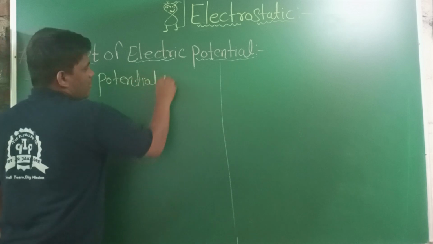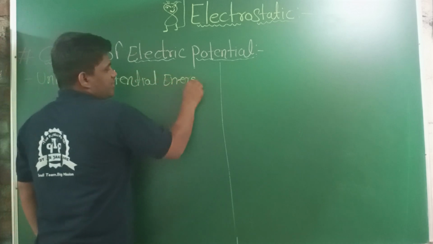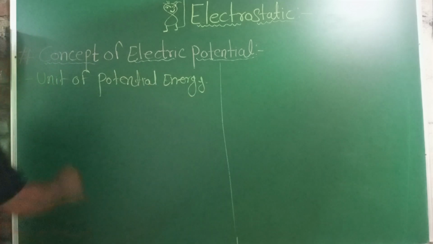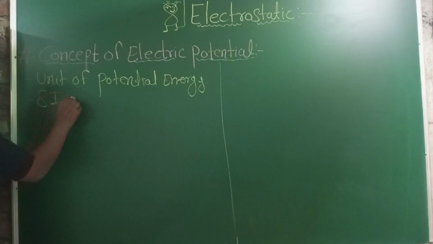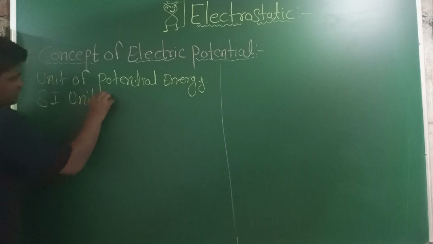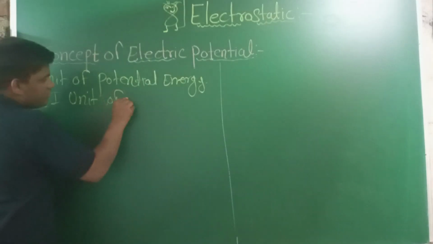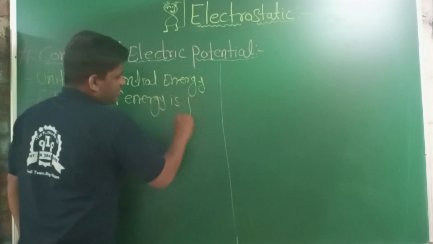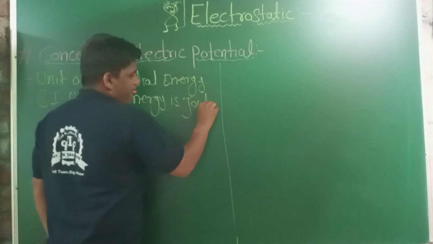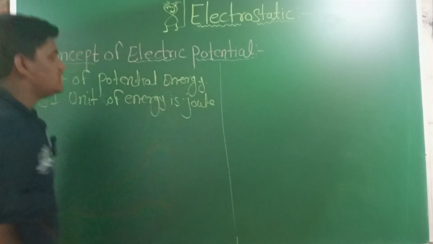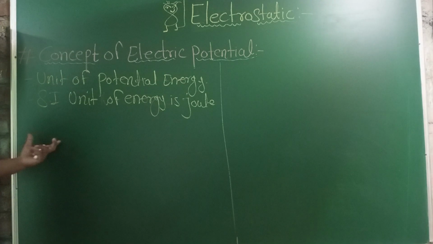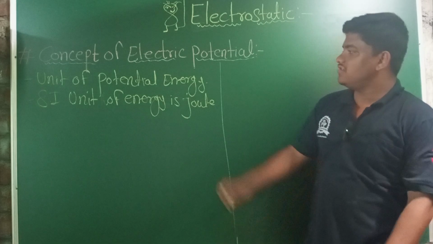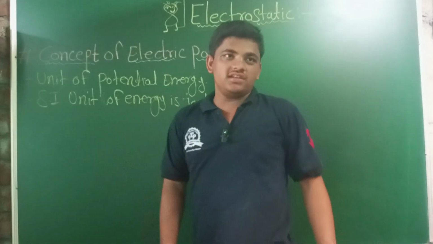We all know the SI unit of energy. The SI unit of energy is joule. And what is the definition of the unit of electrostatic potential energy?